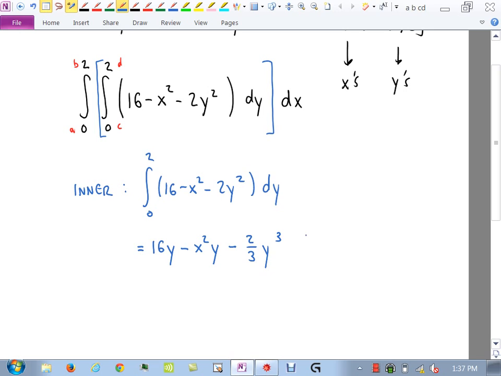Evaluated from where to where? 0 to 2. But what's going to be 0 and what's going to be 2? The bottom one is 0, the top one is 2, but what are we plugging that in for? For y, right? So a good thing to get into the habit of doing is instead of writing 0 and 2 on that line, put y equals 0, y equals 2. That way you don't forget that you're going to substitute those values in for y, not x. Does that make sense?